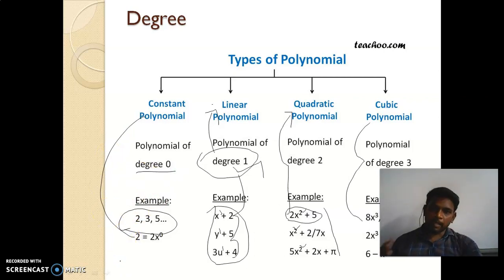So how can we define it simply? A polynomial with degree 1 is known as a linear polynomial. A polynomial with degree 2 is a quadratic polynomial. A polynomial with degree 3 is a cubic polynomial. A polynomial with degree 0 is called a constant polynomial. Okay, so let us continue from the next video.